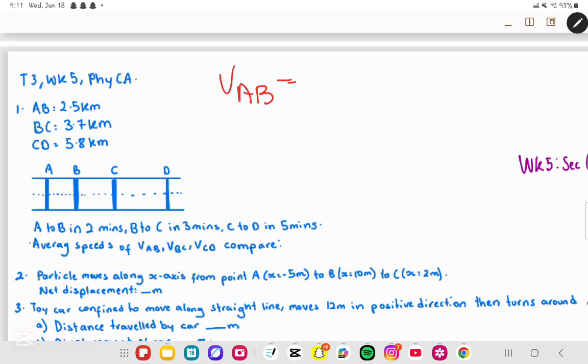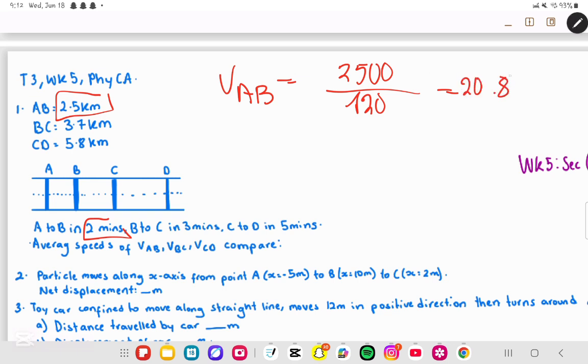From A to B, what is the distance moved? It's 2.5 kilometers, which is 2,500 meters, divided by the time. The time from A to B is 2 minutes, so 2 minutes is 120 seconds, so it's 2,500 divided by 120. It will be approximately 20.83 meters per second.